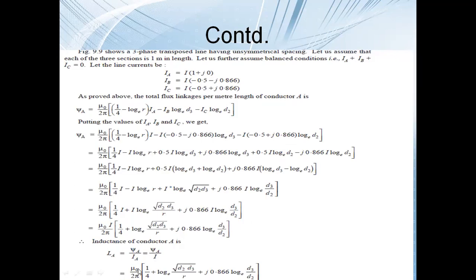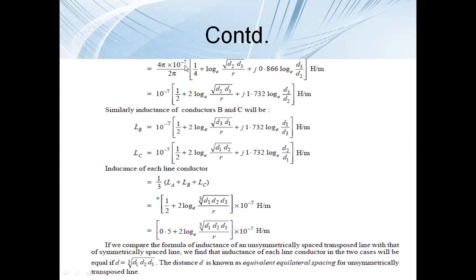Now we'll substitute mu naught equal to 4 pi into 10 to the power minus 7. The remaining terms will be the same. So this 2 pi and 4 pi will cancel, and this will be 2 into 10 to the power minus 7. Now we take this 2 inside. So this 1/4 becomes half, this will be 2 log square root of D2 D3 by R, and this will be multiplied by 2, so plus j 1.732 log of D3 by D2. Is this clear, up to this point?